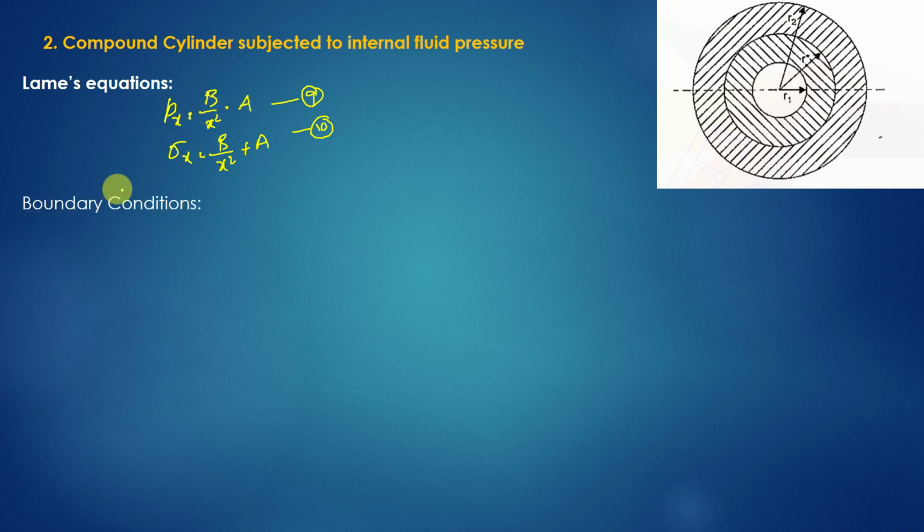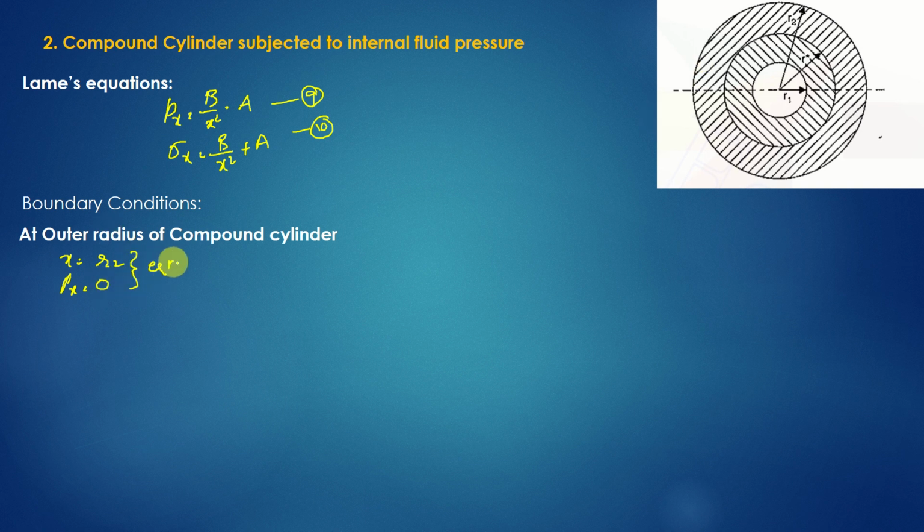So let us apply boundary conditions for this compound cylinder. What is the first boundary condition? The outer radius of the compound cylinder. So for the outer radius, I am considering the x value as r2. And what happens to px? 0, there is no pressure outside. So let us substitute these two in equation 9. What will we get here? In place of px I will substitute 0 is equal to B by, in place of x, r2 square minus A. Take it as equation number 11.